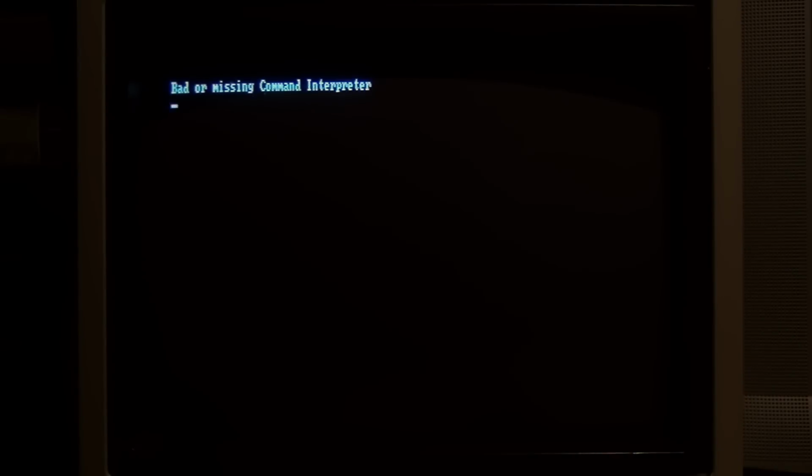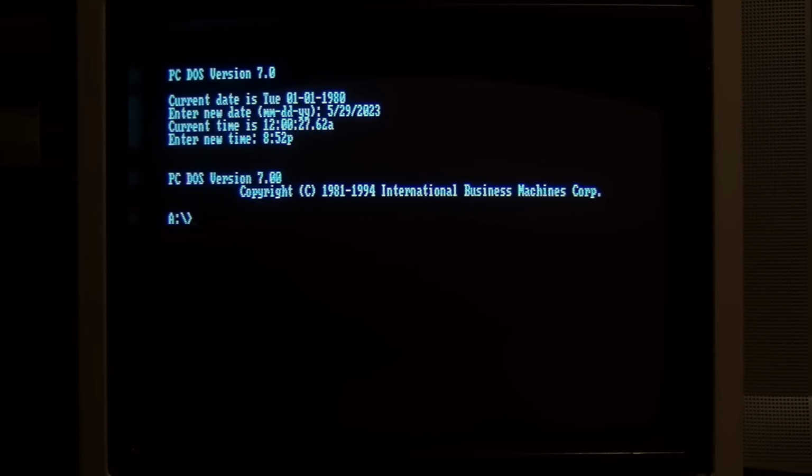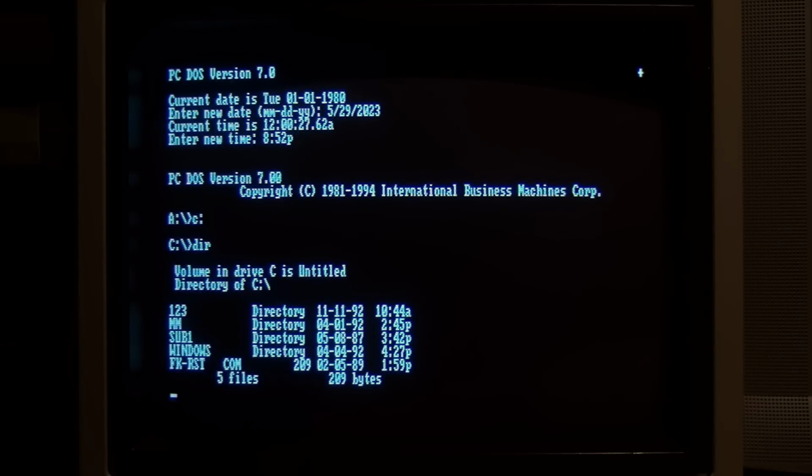When I first boot up the PC with the hard card installed, it says bad or missing command interpreter, but that's not unexpected because when I first got the hard card, the jumper was in the XT position, indicating it was installed as a secondary hard drive, and thus the partition on it is not bootable. But if I boot up using a floppy disk, I can access the C drive, which is the hard card.